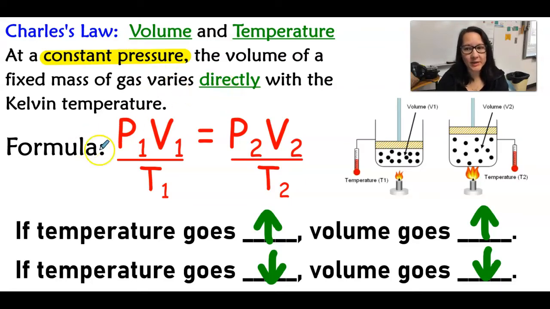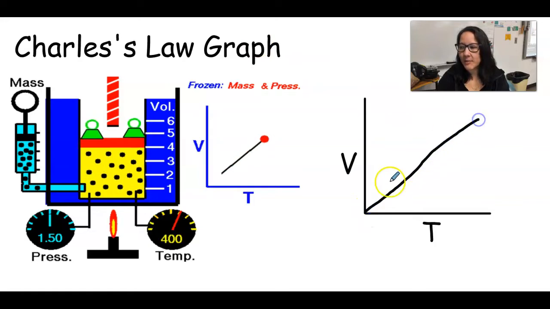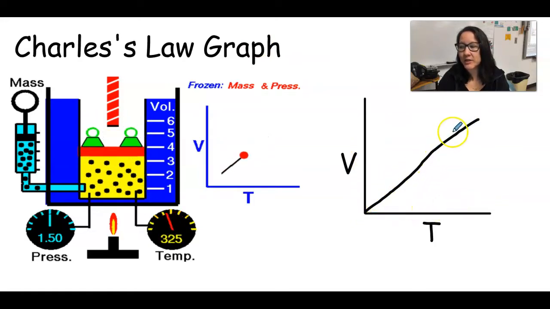So your formula is going to be the same formula as usual, but when there's a constant pressure, then that means the pressure is being ignored in the calculation, and so our equation would end up being V1 divided by T1 equals V2 divided by T2. Notice that if temperature goes up, so does volume. If temperature goes down, so does the volume. Direct relationship. So a Charles's law graph is going to be a straight diagonal line, because as volume is increasing, so is the temperature. So they both increase together.